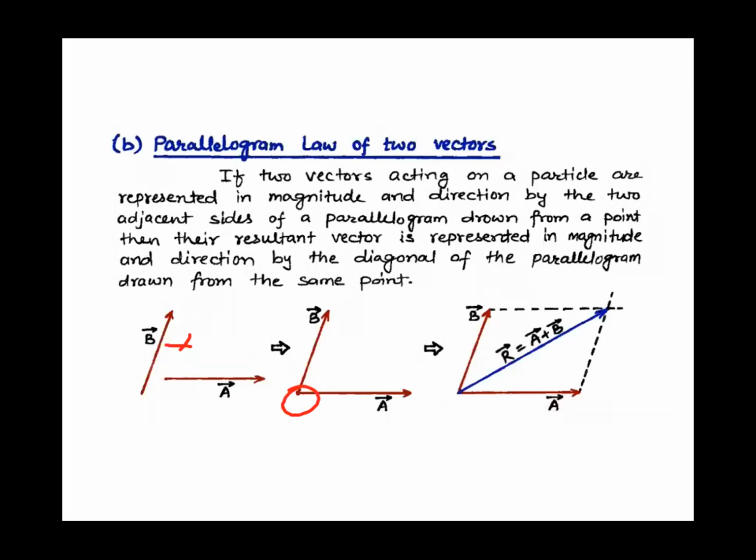Now, we know parallelogram, children, it has four sides. So, if our two vectors, that is vector A and B, represent the two adjacent sides of a parallelogram.